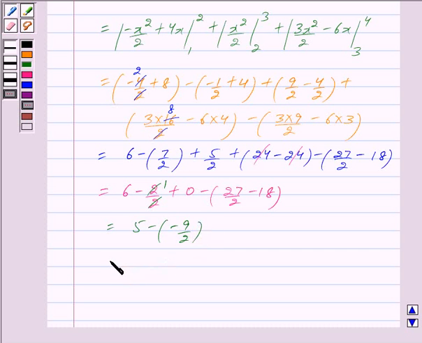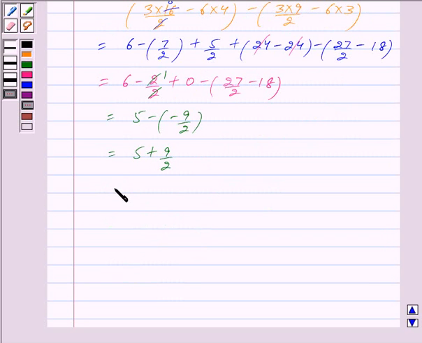So we get, this is equal to 5 + 9/2, because minus into minus will become plus. And this is equal to 19/2. So we get I is equal to 19/2. Thus, we get our answer as 19/2.